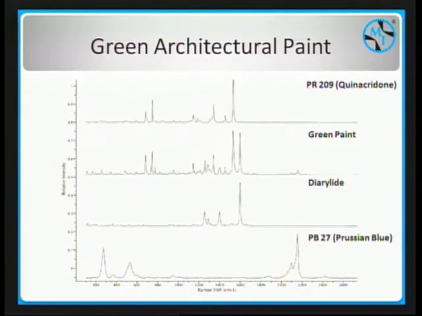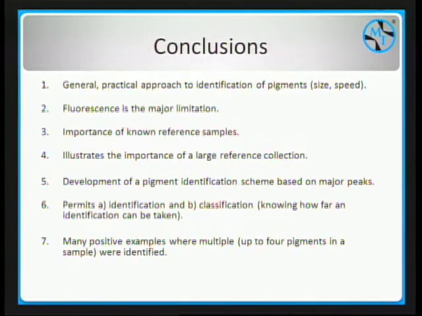In a green architectural paint, we can identify only that it's a diarylide, not more specifically, a quinacridone and a Prussian blue. And so this is the end of the talk. The conclusions are listed. I've talked about all of them. I appreciate you taking the time to listen to me, and hopefully this makes Raman a little bit more attractive as an alternative analytical method. Thank you.